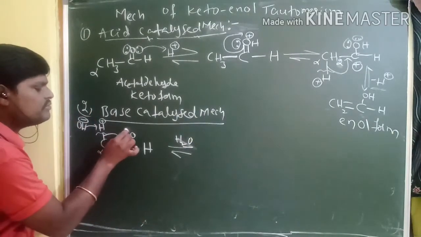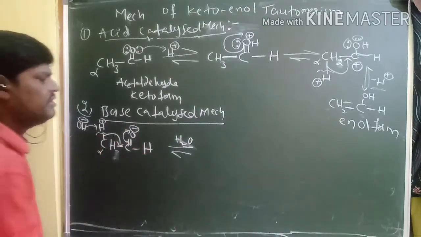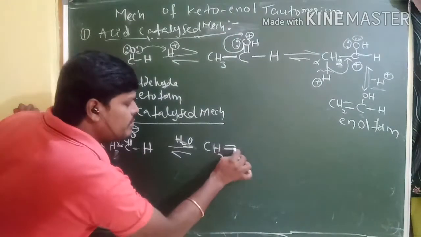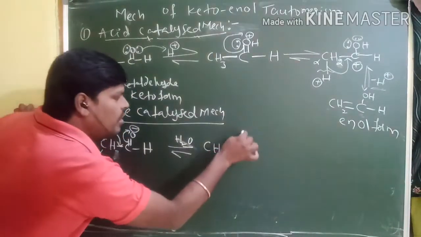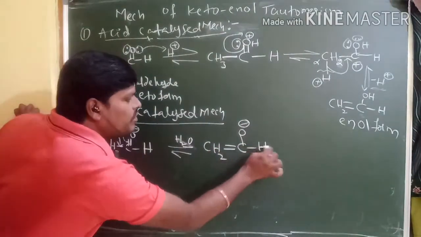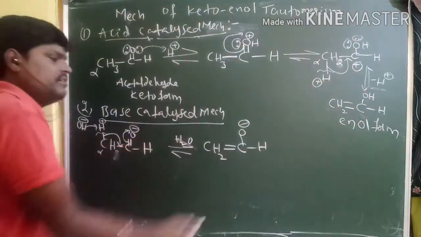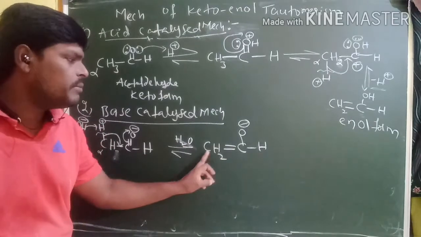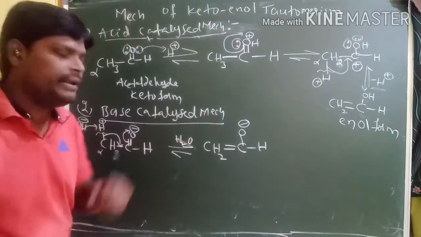Immediately this bond rotates towards oxygen, and oxygen gets a negative charge. Now the next step is CH2 double bond CH, bond O minus. This is the enolate ion, because oxygen has a negative charge and there is a carbon to carbon double bond. That's why it is called the enolate ion.